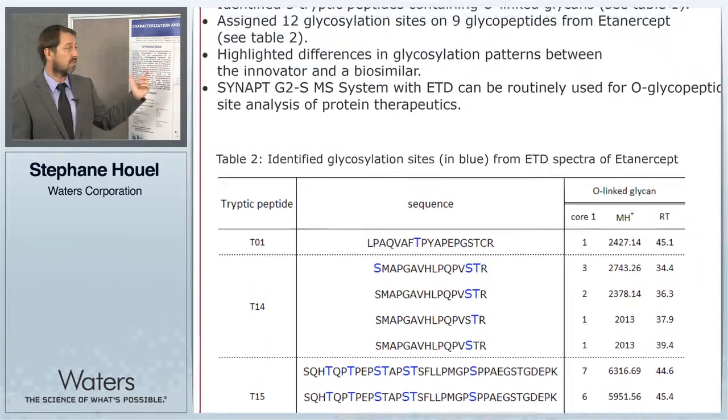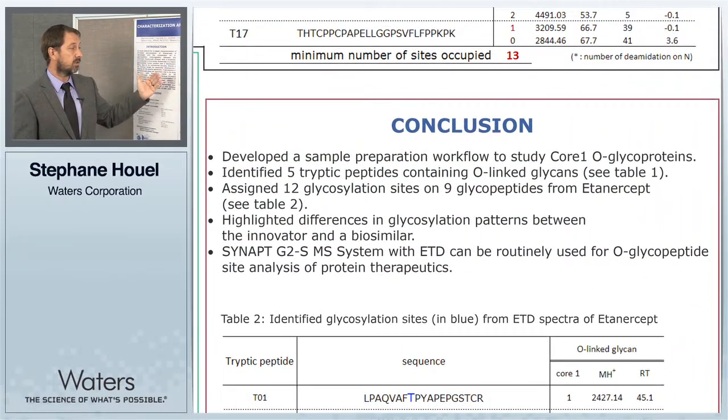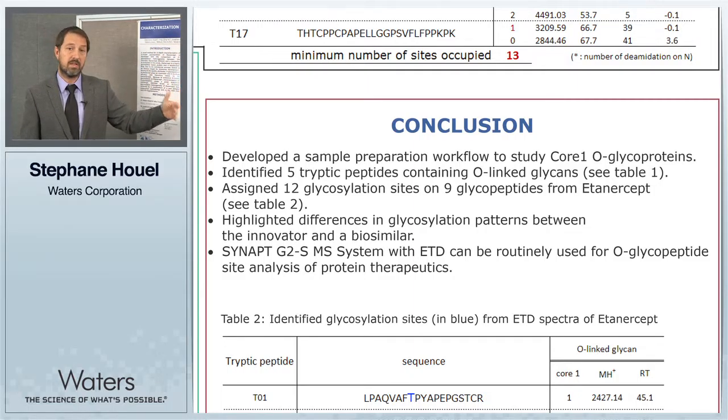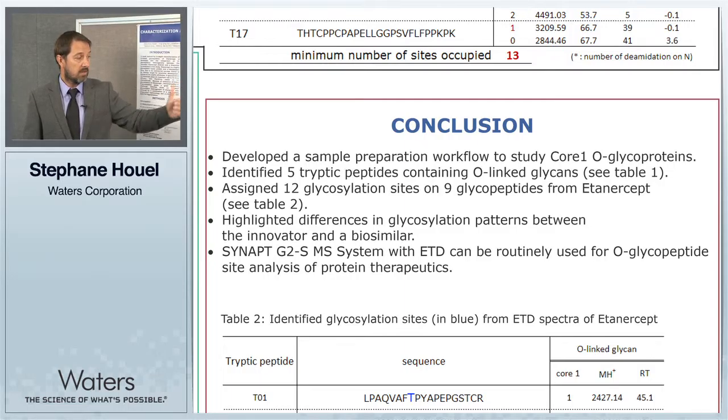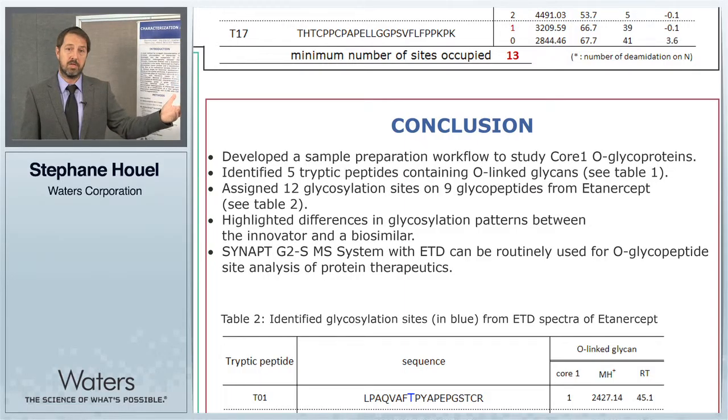So in conclusion, we designed a workflow that helps us to target some glycopeptides and to analyze the O-linked glycopeptides that are usually very difficult to analyze. And we used a SYNAPT G2-S with ETD capability, and we successfully accomplished our goal.